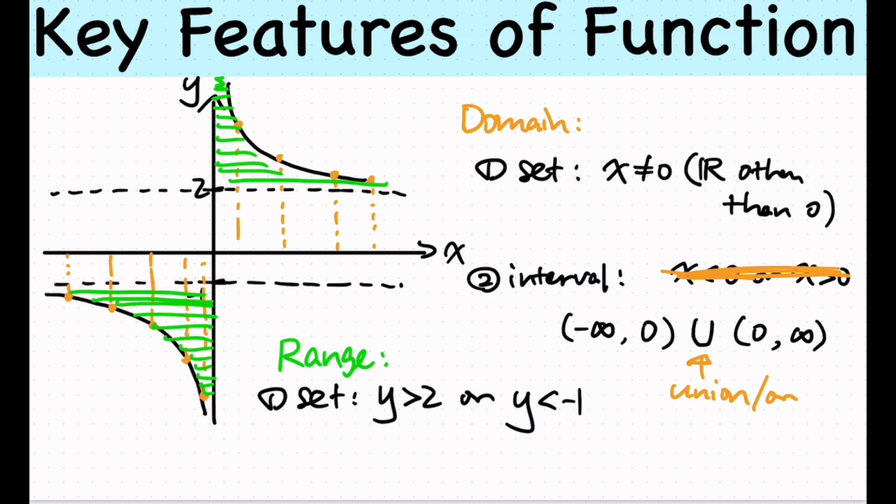So this is the set notation. Then what about the interval? As for the interval notation, I'm going to start from the small number all the way to the big number. Remember that for the interval notation, it's always the minimum, comma, maximum.